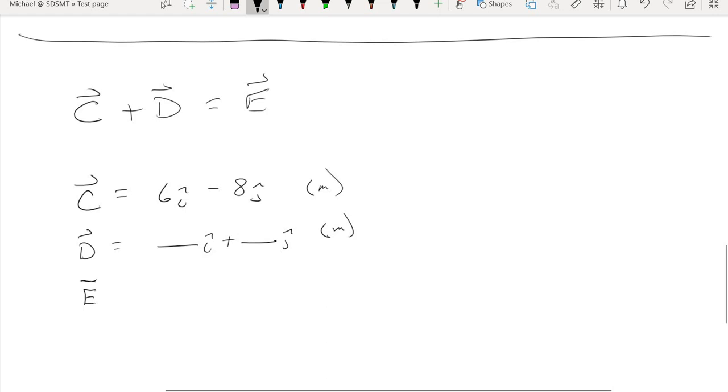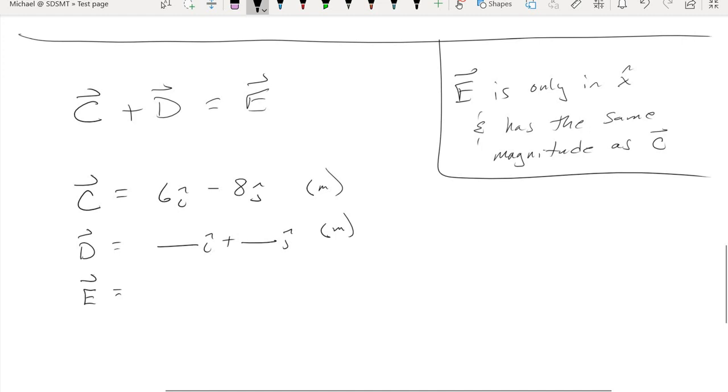but we do know that vector E is only in the x direction and has the same magnitude as vector C. So, what is vector D? What are the components of vector D?